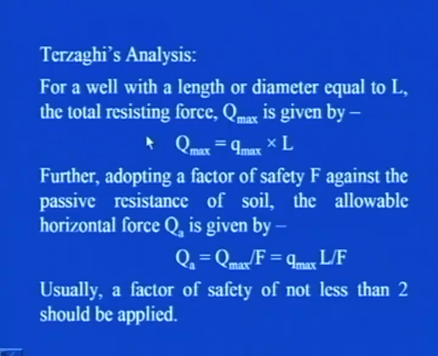Now, for a well with a length or diameter equal to L, the total resistance force is given by capital Q max. It is the total resistance force, while the small Q max was the lateral resistance force per unit length. So, if you multiply it by the length or diameter of the well, you will get this total resistance force. Further, adopting a factor of safety F against the passive resistance of soil, the allowable horizontal force Q A will be given by Q max divided by this factor of safety, which results in small Q max into L by F. Usually, this factor of safety is adopted not less than 2. So, a minimum factor of safety of 2 you should adopt.